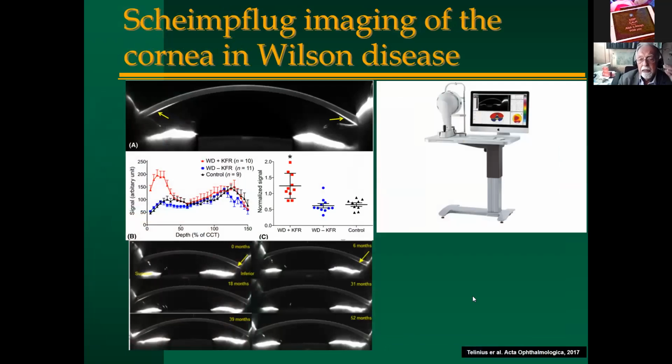Now, there are more delicate methods to detect Kaiser-Fleischer rings. This is Scheimpflug imaging of the cornea. What you see here is the cornea, and you see at the edge the Kaiser-Fleischer ring. And you can quantify it. You see here Wilson's disease with Kaiser-Fleischer ring, Wilson's disease without Kaiser-Fleischer ring, and controls. And the beauty of this method is that you can use the quantification to monitor the progress of your treatment. You see here, that's the baseline value, and that's after 6 years, you don't see the Kaiser-Fleischer ring anymore.